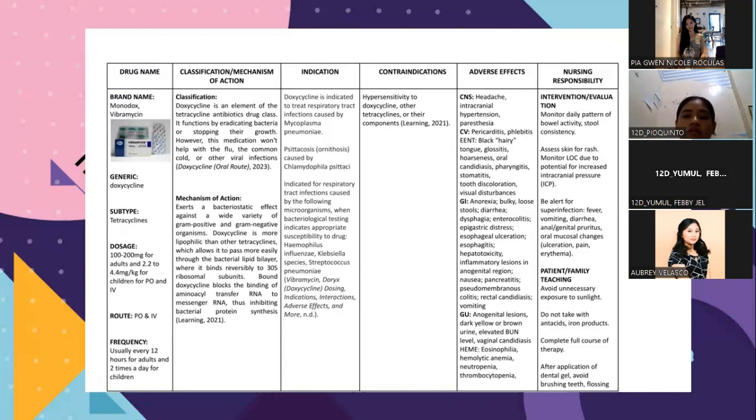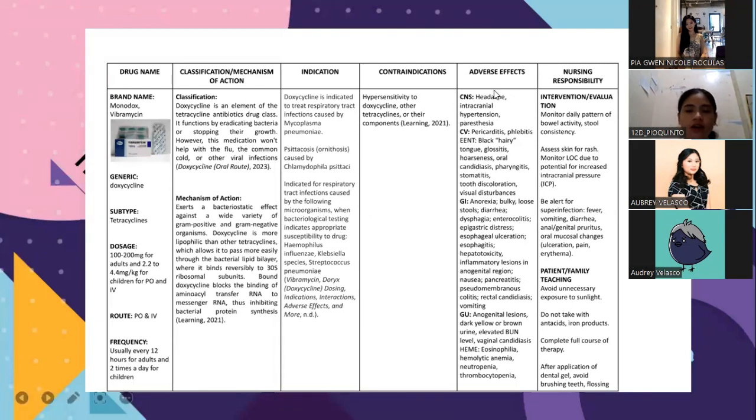vomiting. In GU: anogenital lesions, dark yellow or brown urine, elevated bilirubin level, vaginal candidiasis. In blood: eosinophilia, hemolytic anemia, neutropenia, thrombocytopenia, thrombocytopenic purpura. In skin: dermatitis, erythema multiforme, maculopapular rashes, exfoliative dermatitis, photosensitivity, rash, skin hyperpigmentation, Stevens-Johnson syndrome, toxic epidermal necrolysis, urticaria.